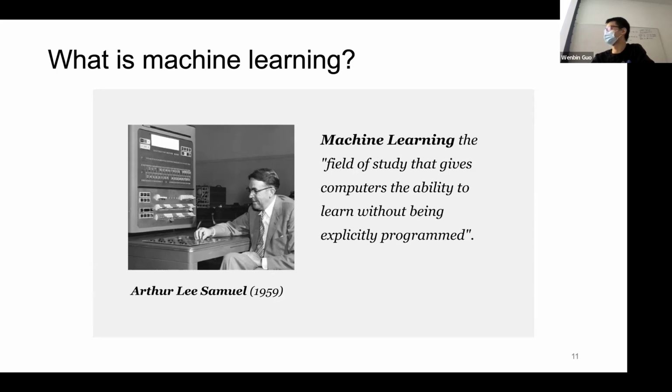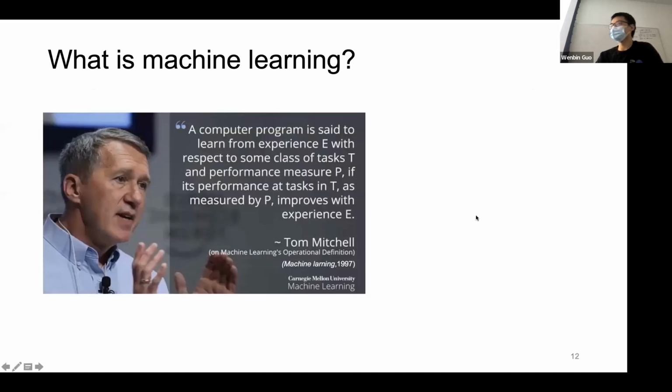It has existed for a long time, but recently it gets more and more attention. And for the definition, there is one famous saying from 1959: the field of study that gives computers the ability to learn without being explicitly programmed. So it's kind of abstract, but we have some sense here that we don't need to explicitly give it rules for each type of question. It can learn by itself.